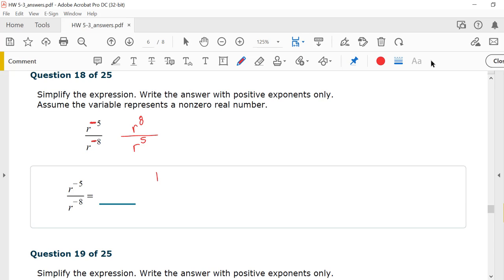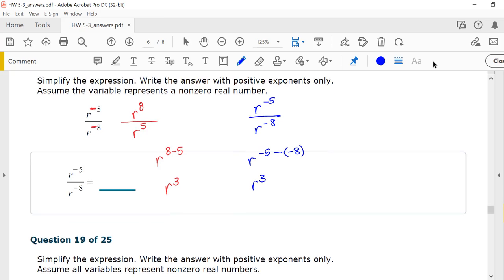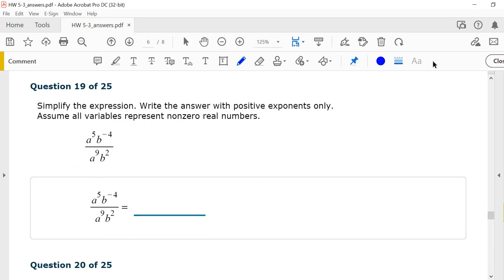r to the 8 over r to the 5 is r to the 8 minus 5, which is r cubed. Now, another way you could have seen it: r to the negative 5 over r to the negative 8 is r to the negative 5 minus negative 8, which is r to the 3rd. Number 19.